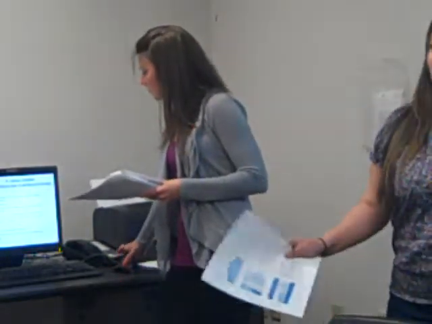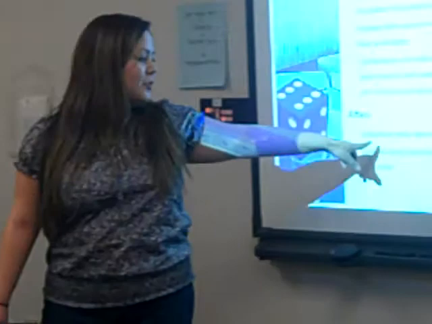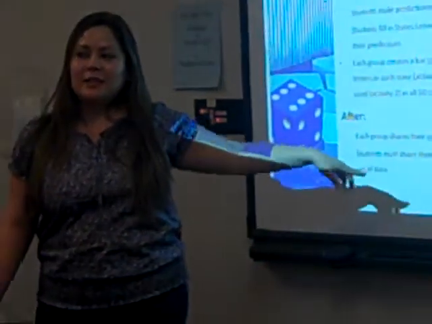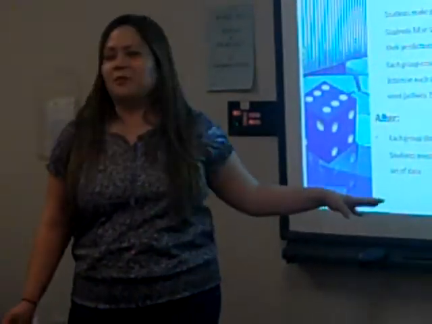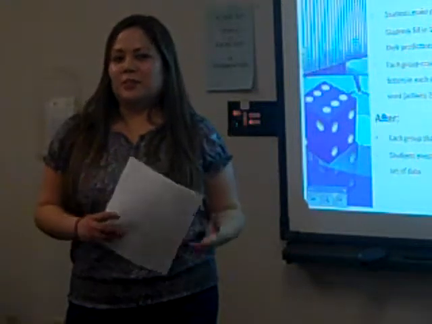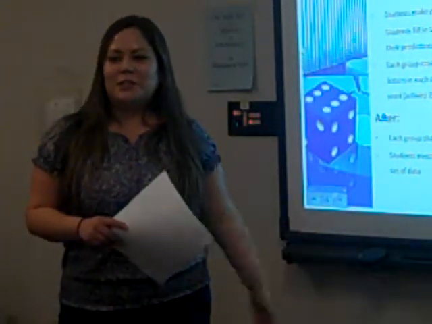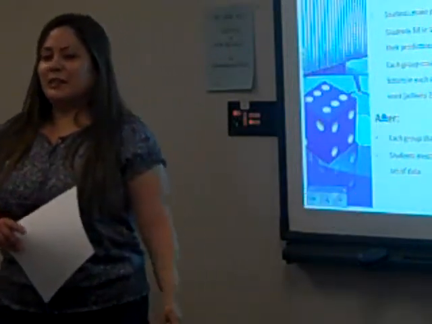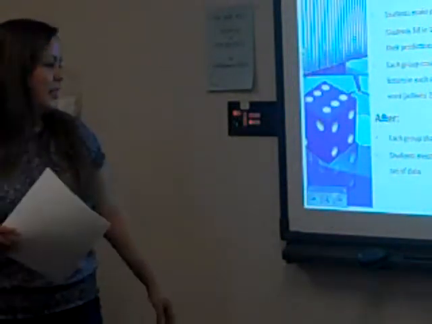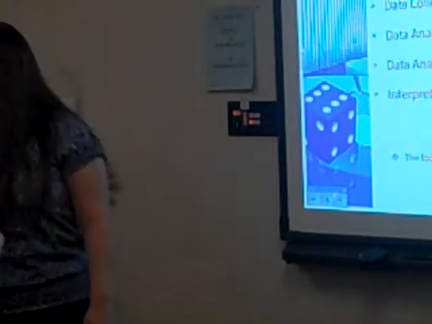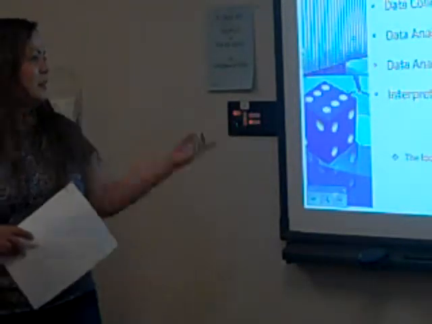Once they're done there, the after would be they share the graphs with the class, they show both sets, and they have to justify their reasoning. Why did they choose the bar graph for the frequency, and why did they choose the pictograph for the length of the states, or whichever they chose. And that's pretty much it for the activity. Then we go to assessment.